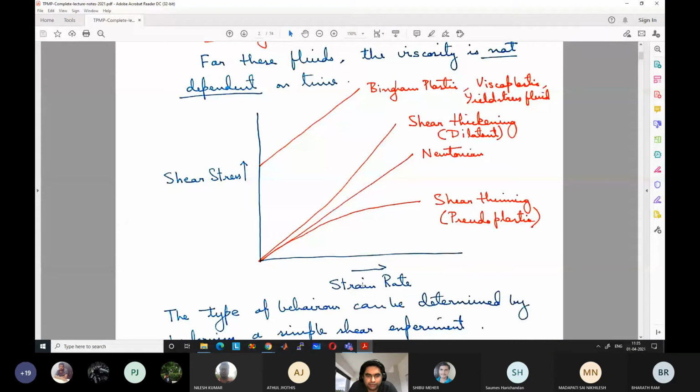So this is represented by a straight line in this plot. Okay, this middle straight line shows a Newtonian fluid behavior. So always the stress is linearly increasing with the strain rate.